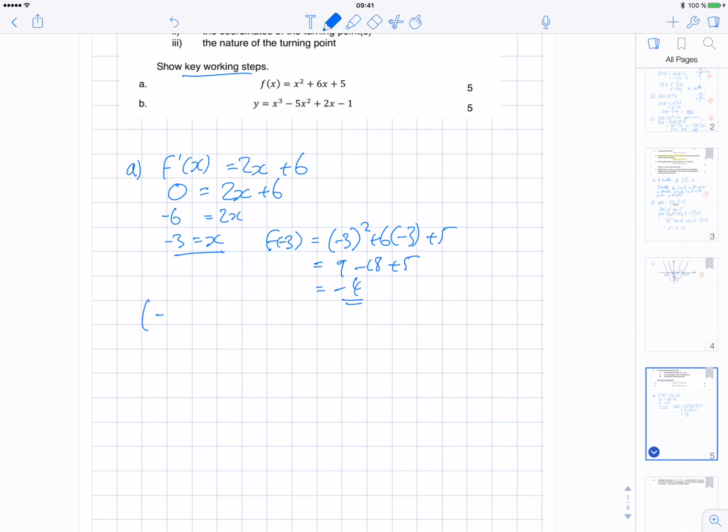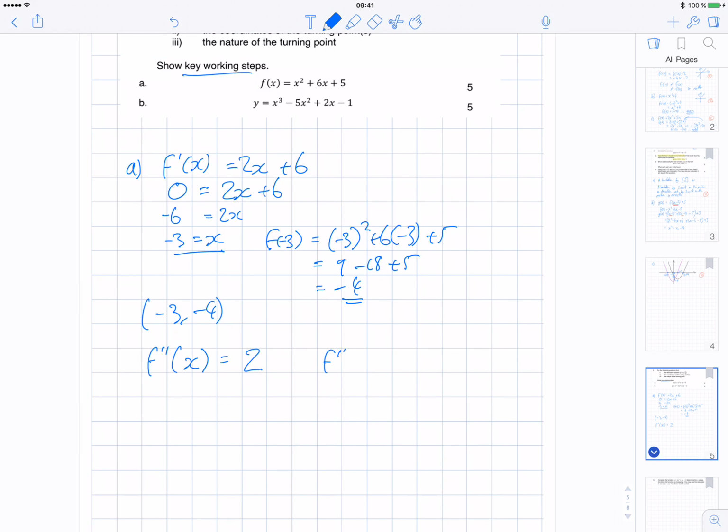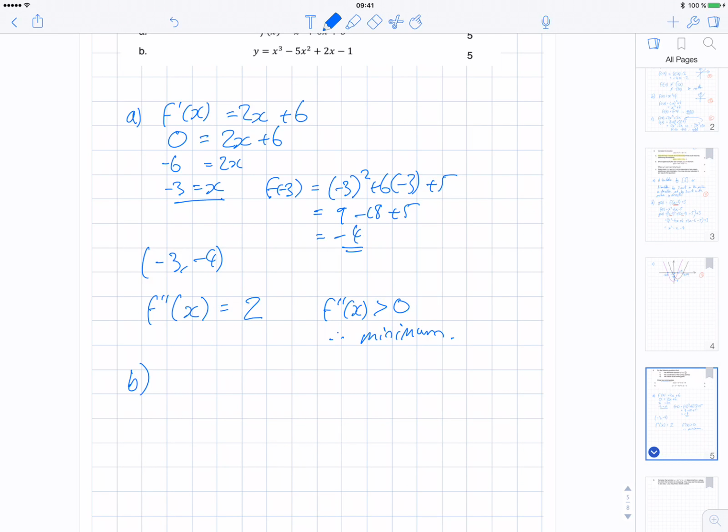So that's minus 3 comma minus 4, and we have to determine the nature of the turning point. So I have to do the second derivative, which is equal to 2, which is greater than 0, so therefore we have a minimum. Do the same for part B.